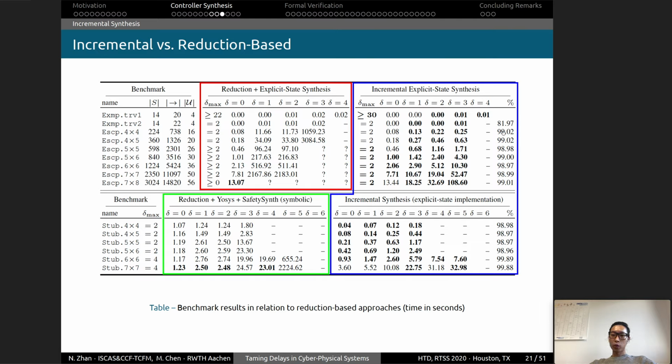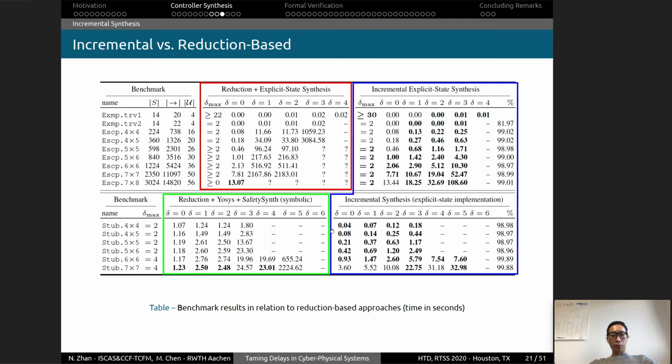On the right, this blue block is our implementation based on this incremental algorithm. And it definitely performs better because in all those cases, we were able to find a winning strategy for player one. And here the dash means that we are able to show that player one is not winnable anymore. And also in the last column, you see the percentage of the state space that we can remove during this incremental synthesis. And this is actually the reason why we could do it in an efficient way.